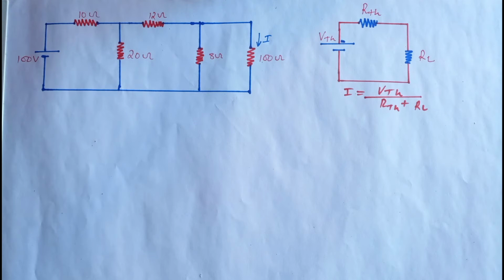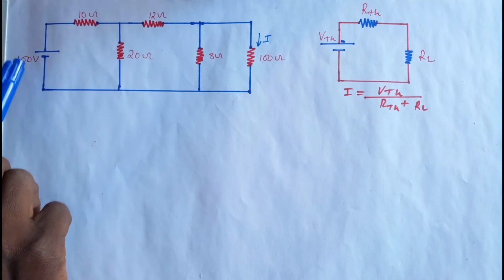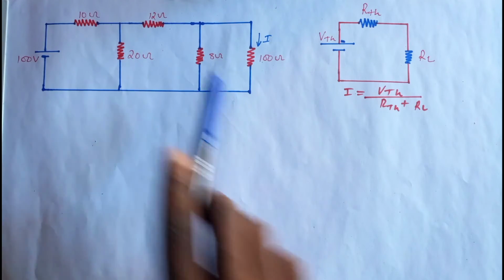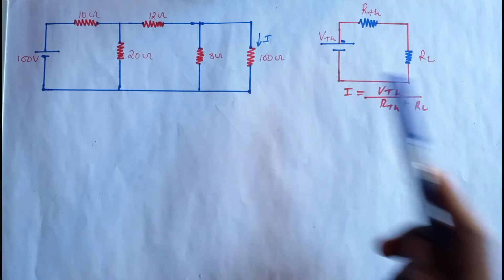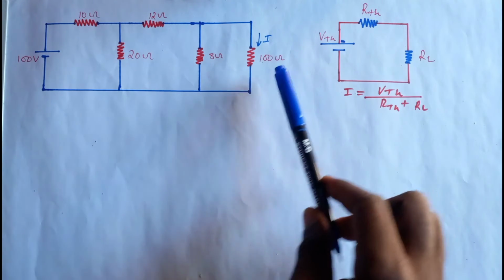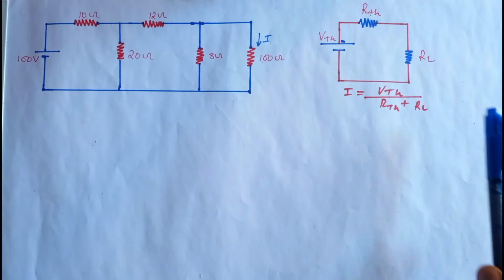So we're given a circuit. We have a 100 volt power source, a 10 ohm resistor, a 20 ohm resistor, a 12 ohm resistor, an 8 ohm resistor, and a 100 ohm resistor. We want to find the current that is passing through the 100 ohm resistor, so we're going to use Thevenin's Theorem.